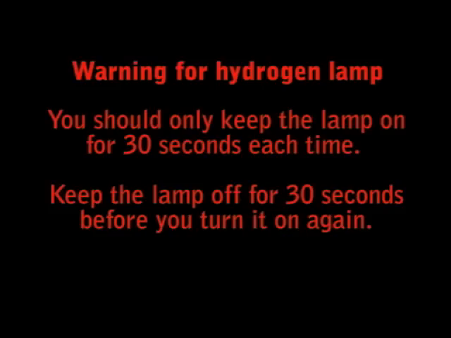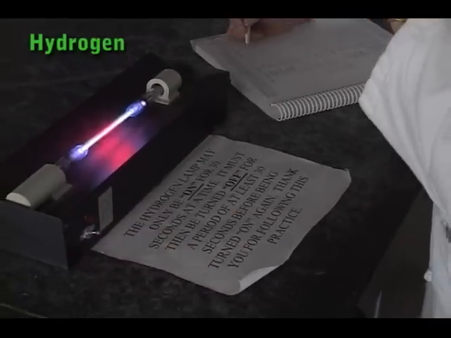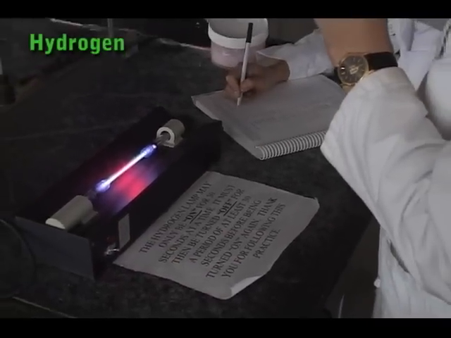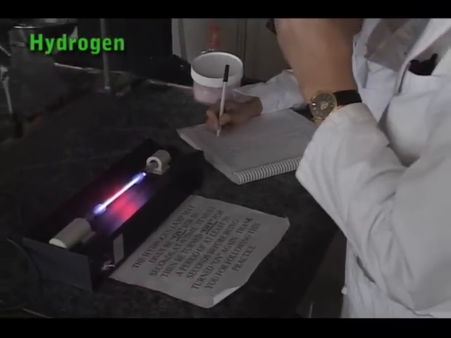When using the hydrogen lamp, be careful to follow the written directions and only turn the lamp on for 30 seconds. Then it must be off for 30 seconds, so record the spectral details quickly.